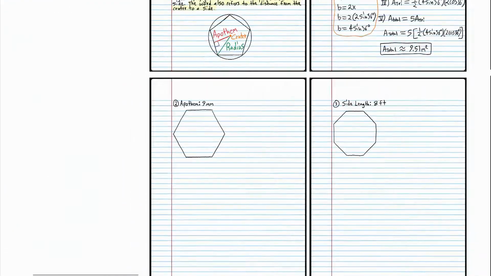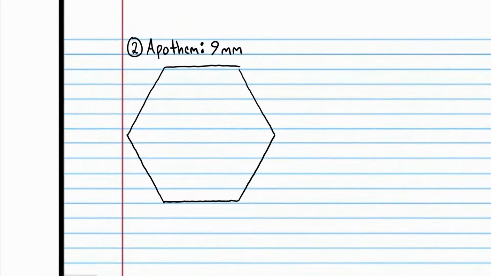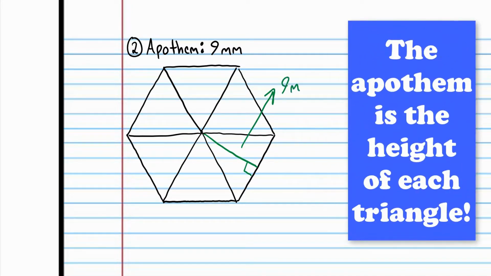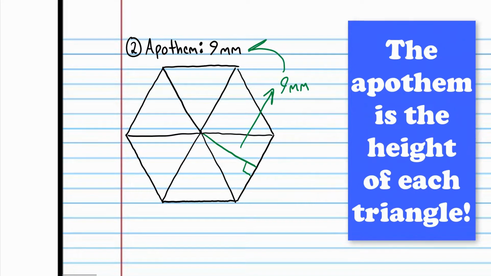Okay, so let's try another one of these. Now in this problem, it's the same process, but we're not given the radius. So let's draw these triangles. This is a hexagon. We're given the apothem. So before we were given this length, that's the radius. But in these problems, we're given the apothem. So let me draw, that's just the perpendicular length there. So that's 9 millimeters. That's the apothem.